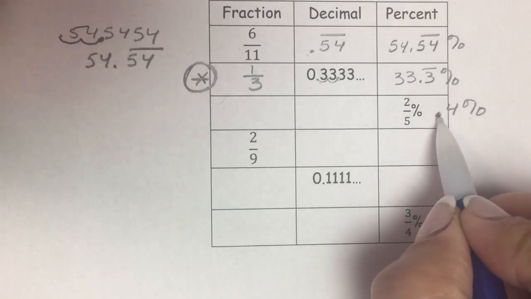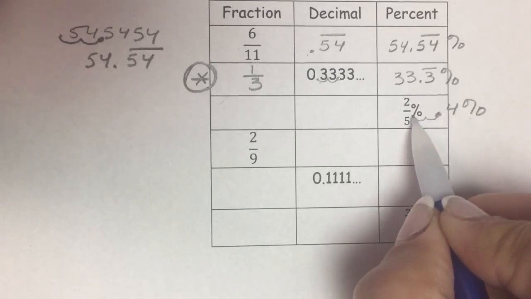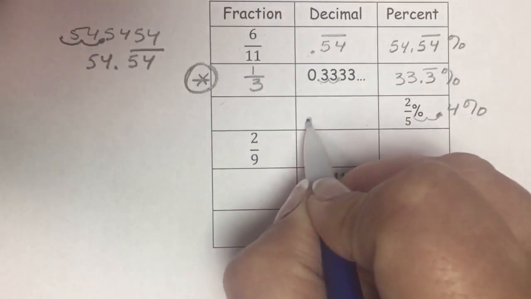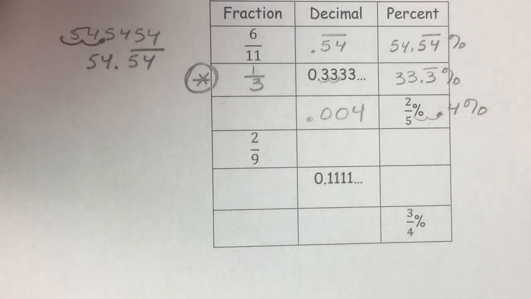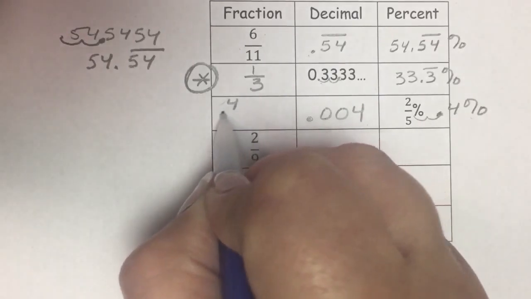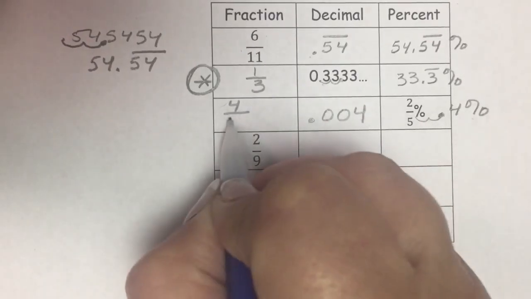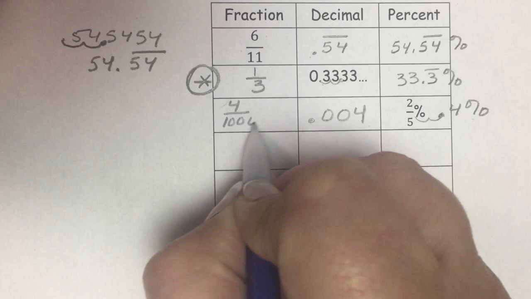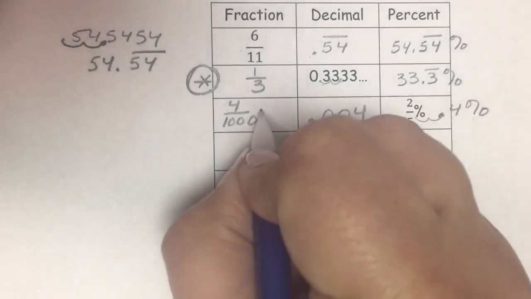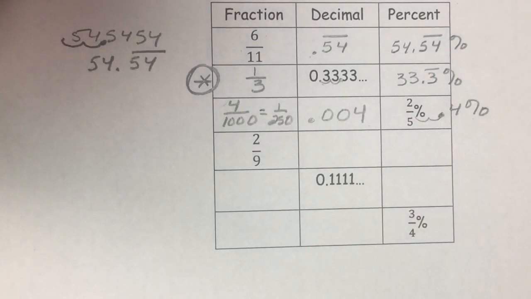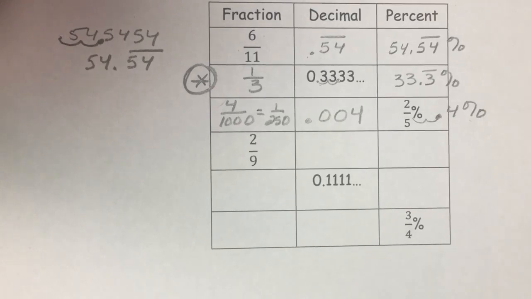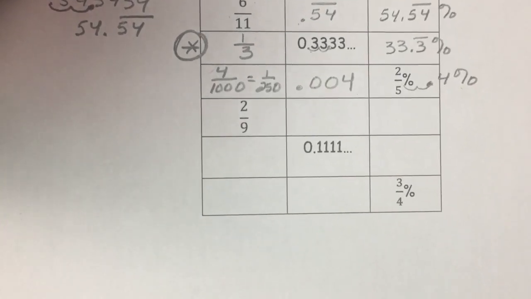If I now take this and move it over 2 places to the left, you can see my decimal would be 0.004. And then if I wanted to write that as a fraction, that would be 4 over, what place is the 4 in? It is in the thousandths place, which if you reduce it is 1 over 250. We're going to do another one of those in the last one.